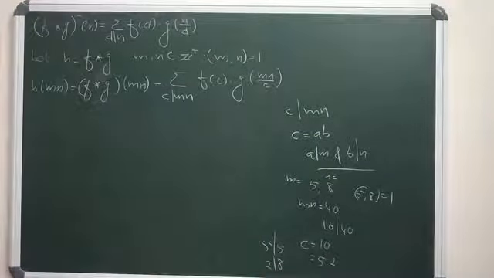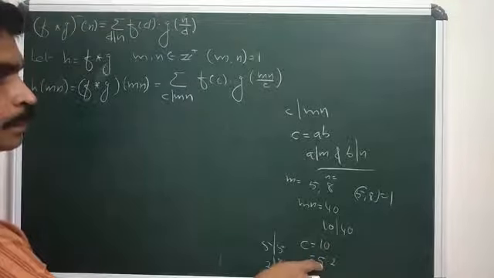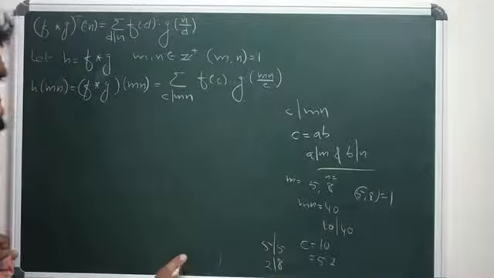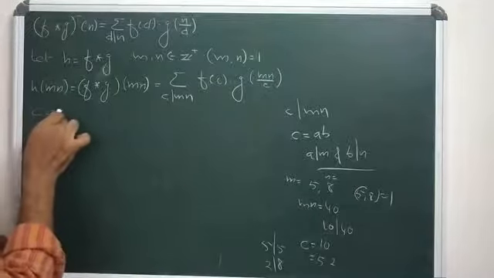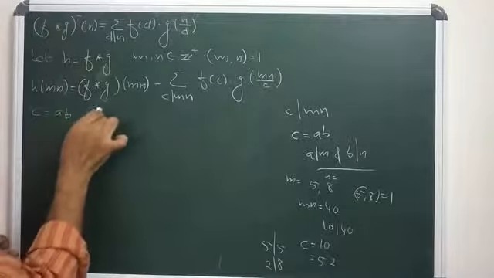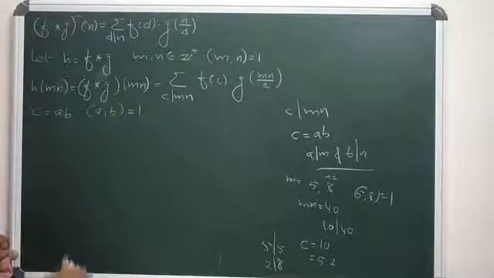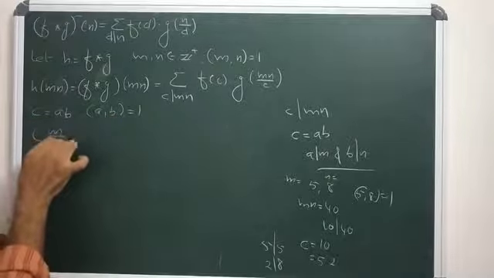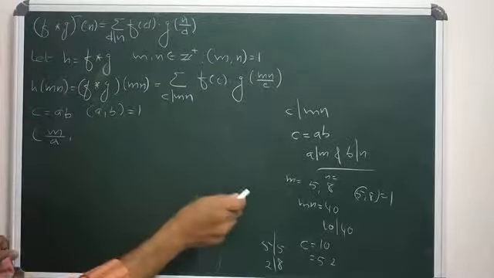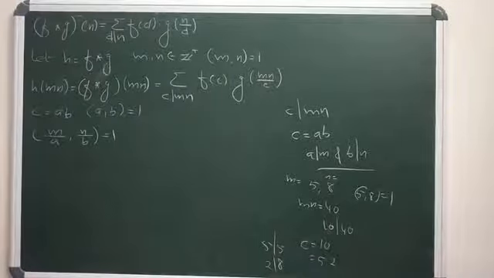Clearly a and b are relatively prime. So c equals ab with a and b relatively prime. Since a divides m and b divides n, m by a and n by b are also relatively prime.